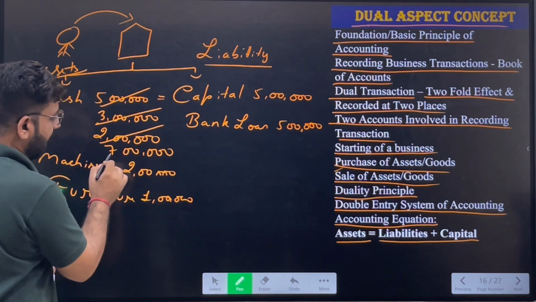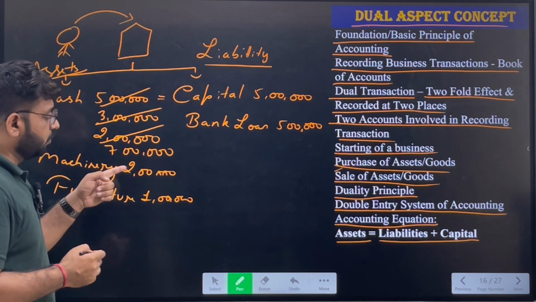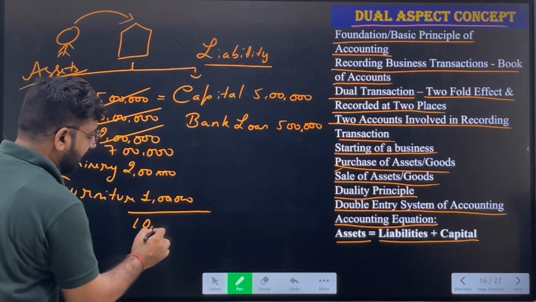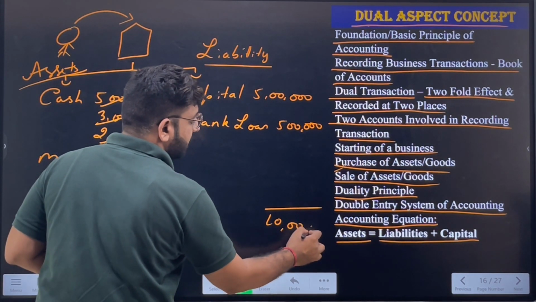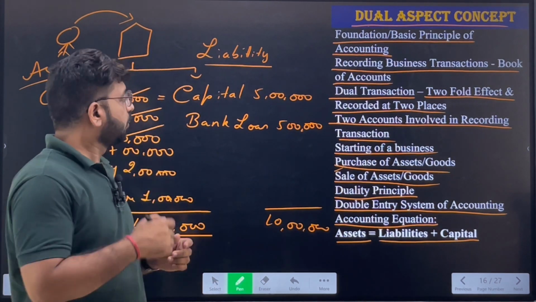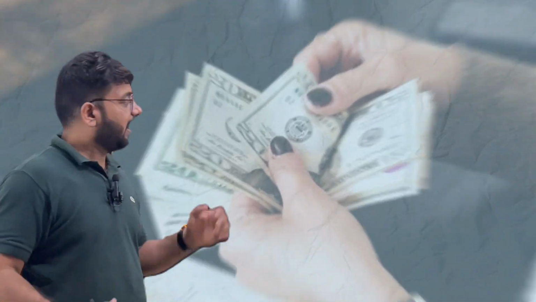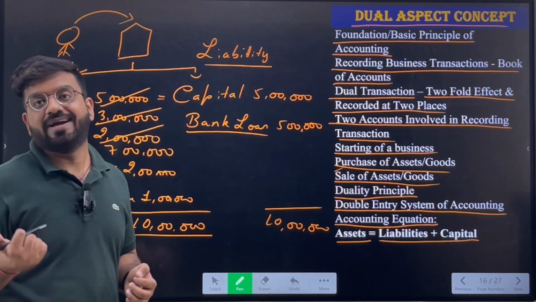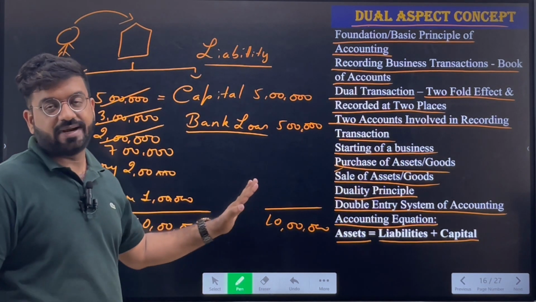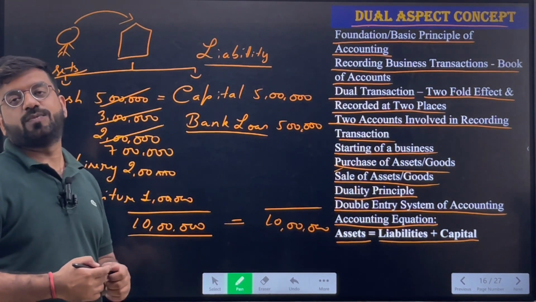So now again, I have 7 lakhs in cash, 2 lakhs in machinery, 1 lakh in furniture. 7 plus 2, 9 plus 1, 10 lakhs. I have got 10 lakhs as my assets and 10 lakhs again as my liabilities, which has two items. One is the capital, which is the internal liability, which a business owes to the owner. And the other is the external liability, which a business owes to the outsider. So again, my balance sheet, that is the accounting equation, is getting matched: I have 10 lakhs worth of assets and 10 lakhs worth of liabilities.